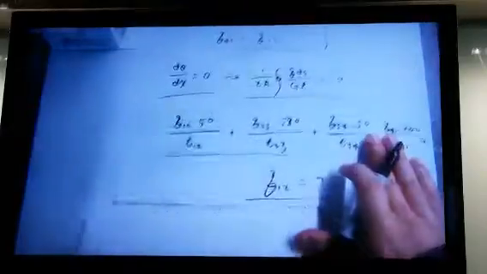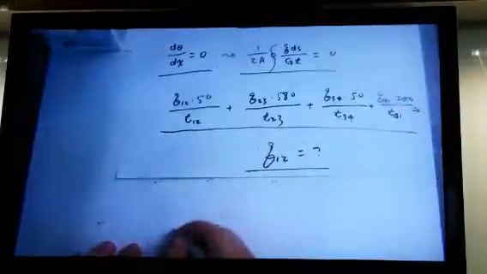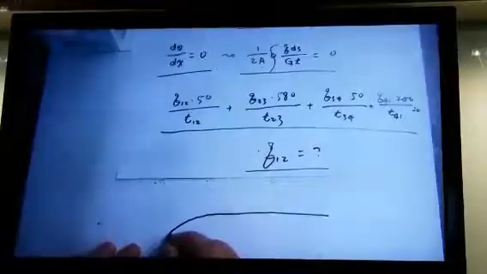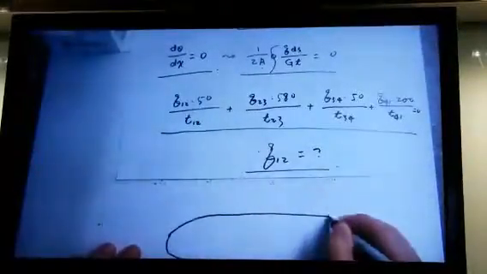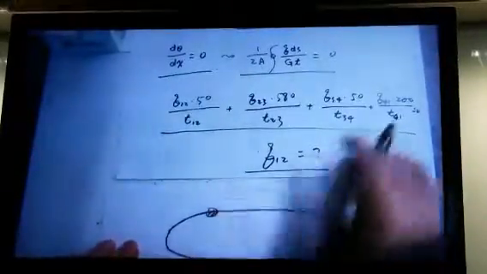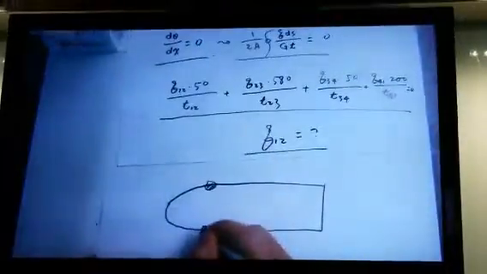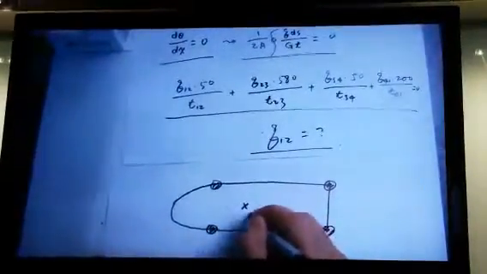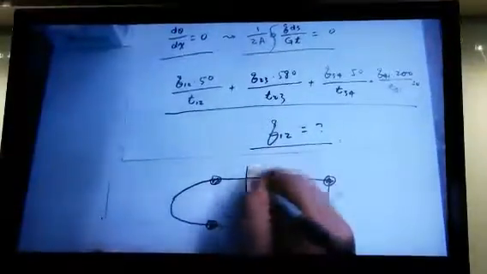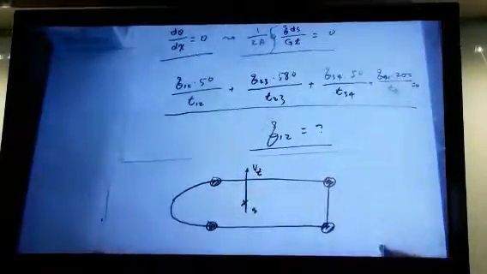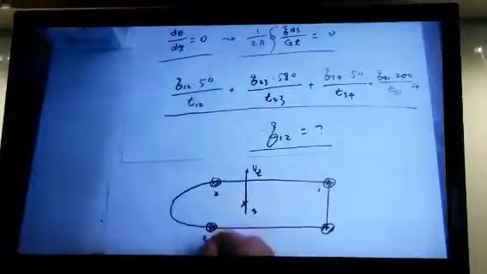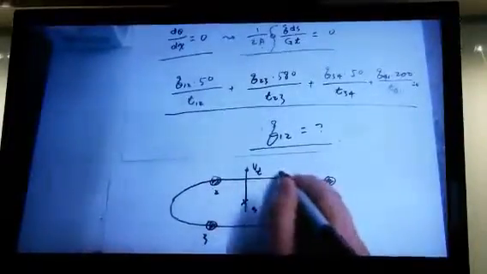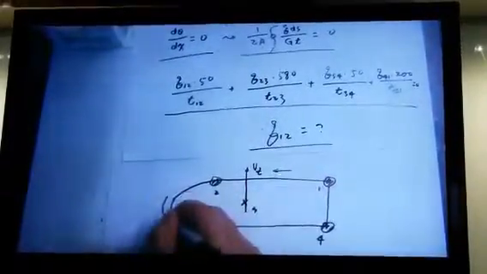Another tricky thing. This is the cross section. Suppose here is the shear center, S. You apply a shear force here, at points 1, 2, 3, 4. And you already calculated the shear flow everywhere. Okay?